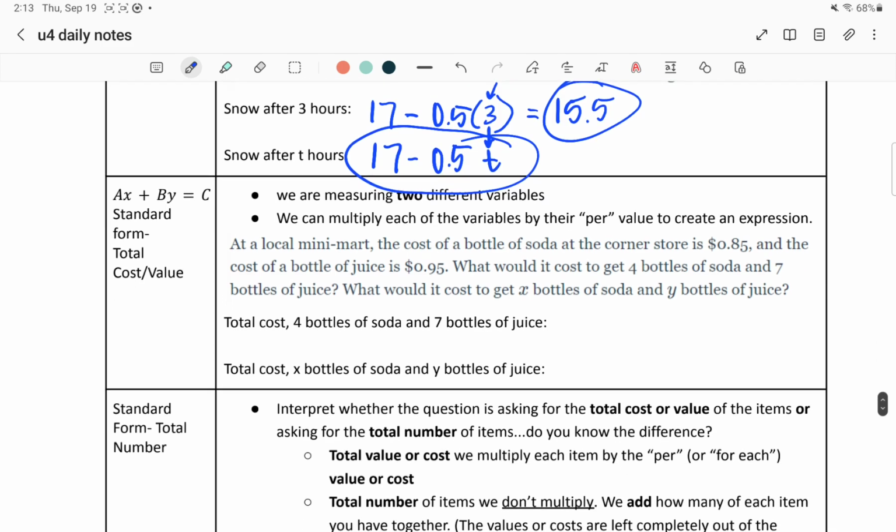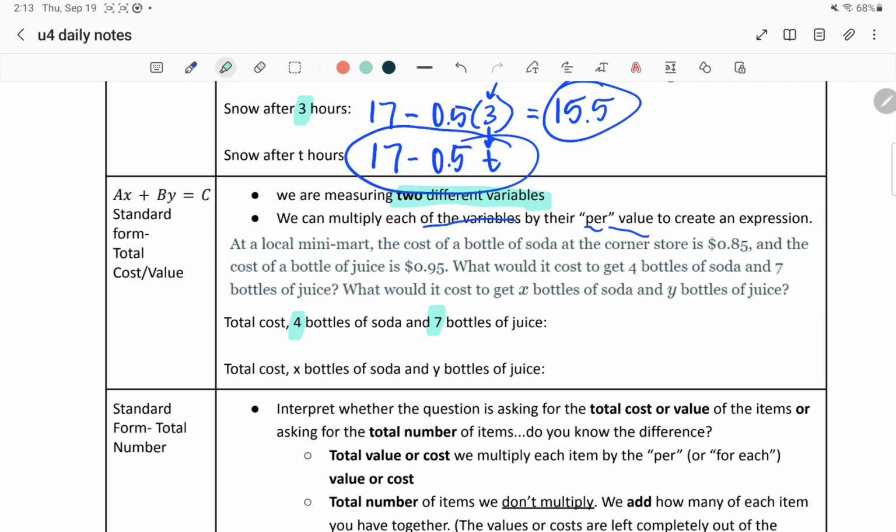Standard form. So this is, let's take our highlighter. If we're measuring 2 different things. So you'll notice I have 2 things that I'm thinking of now. Whereas before, I just had the one. I had 3 hours in the last example. Now I have 4 bottles of soda and 7 bottles of juice. So 2 different things. And we're going to multiply each of the variables by their per value. And that's going to be our AX and our BY.